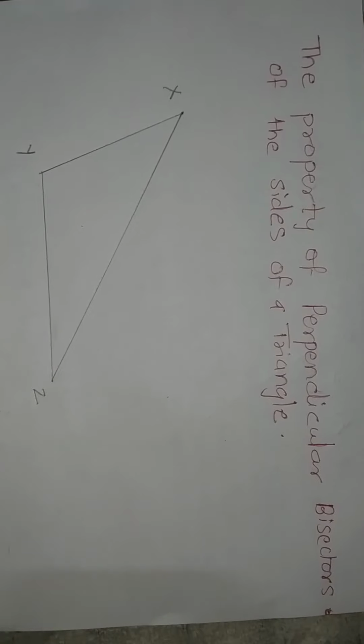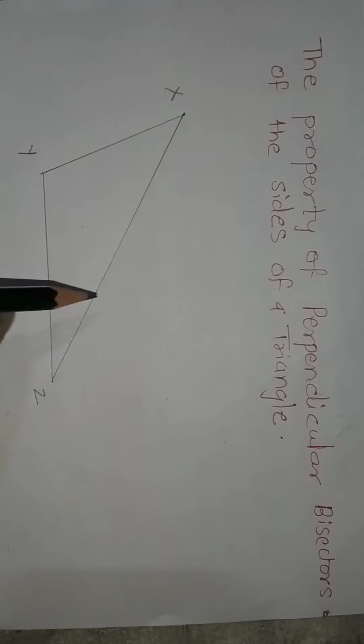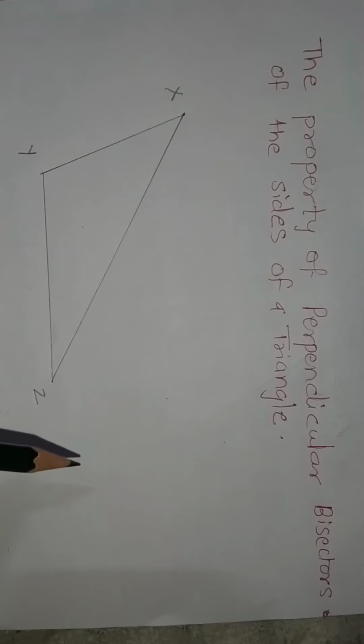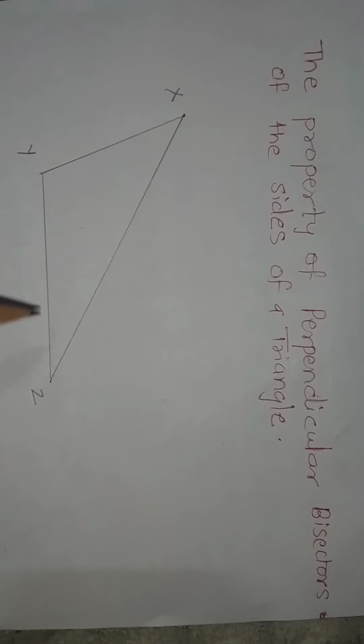As I have drawn only one triangle here, we will draw the perpendicular bisector of all three sides of this given triangle. In the next construction, you practice the acute angle triangle, in which you bisect all three sides of that given triangle. Okay, so now let's start.